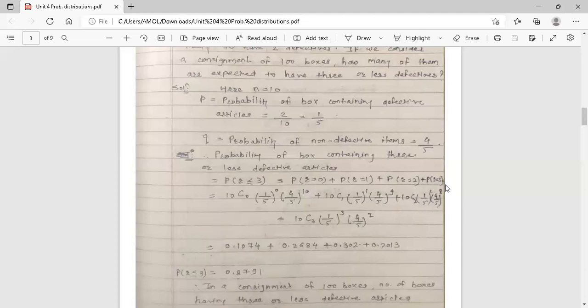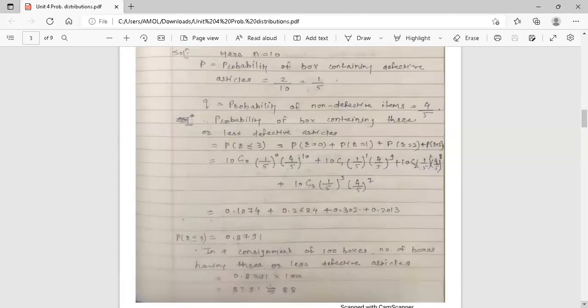Then probability of R is equal to 3. It is 10 C3. NCR: N is 10, R is 3, so 10 C3 P raised to R. P is here 1 by 5, R is here 3. So Q raised to N minus R. Q is here 4 by 5 raised to N minus R. N is 10, R is 3, so 10 minus 3, 7. So this is the term for probability of R is equal to 3.